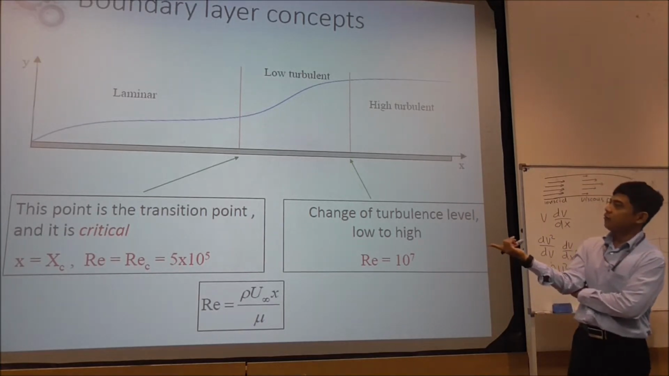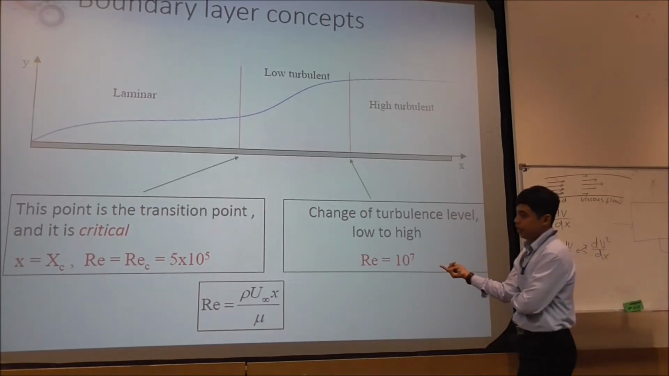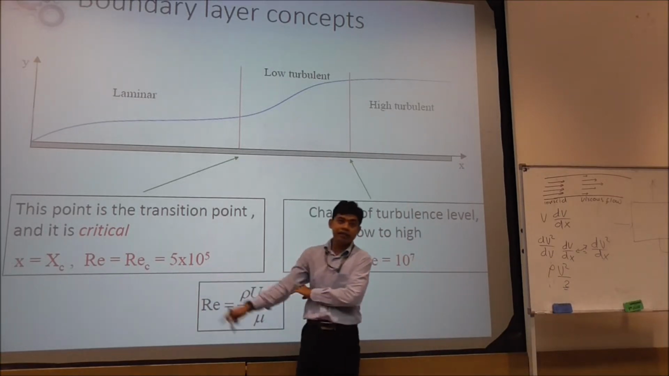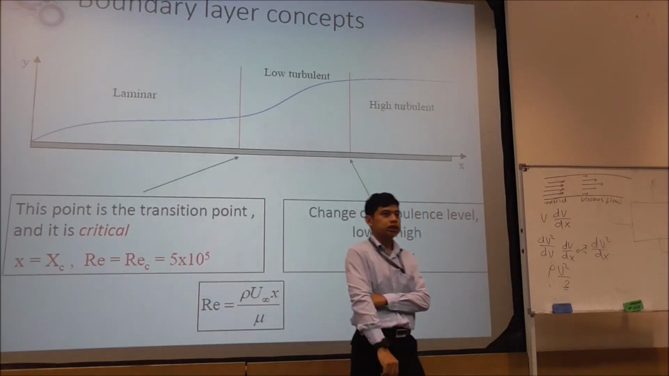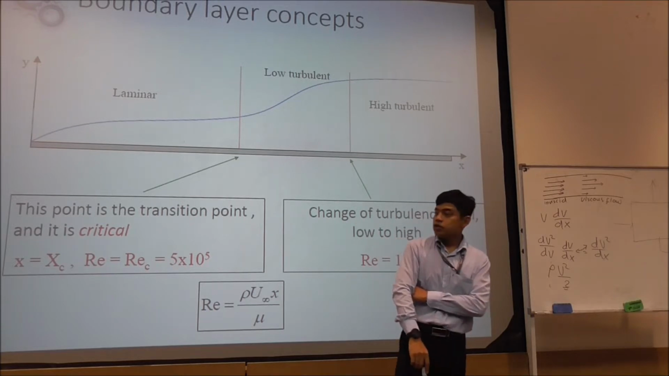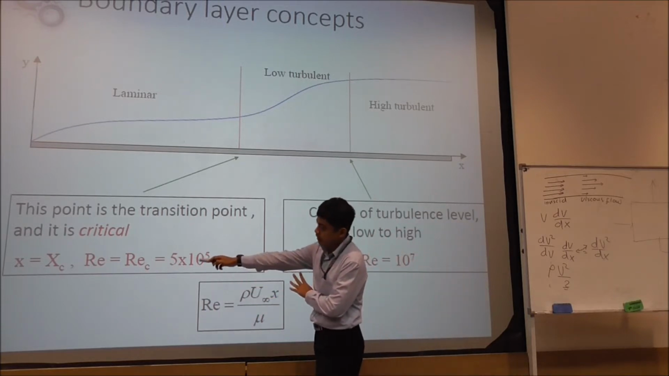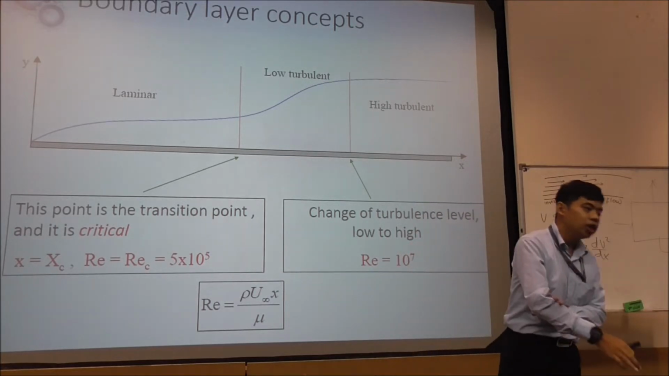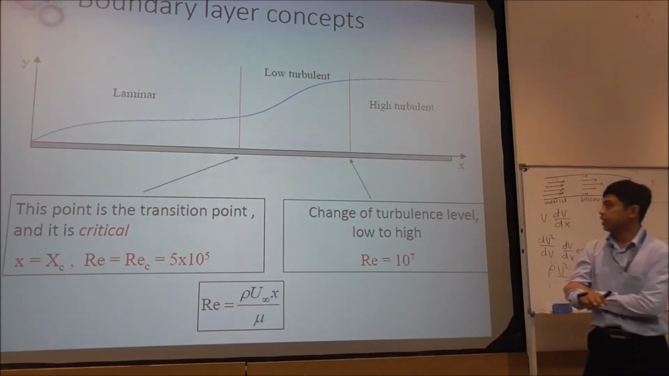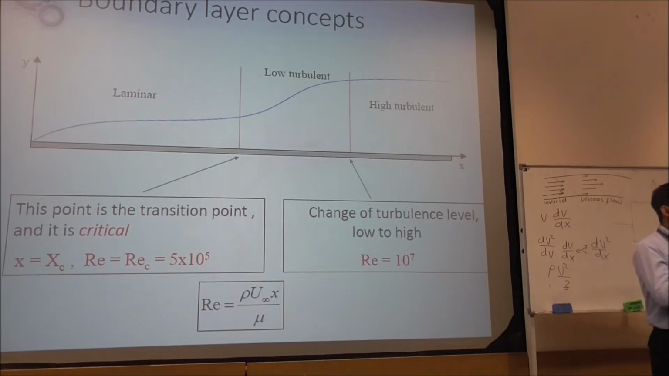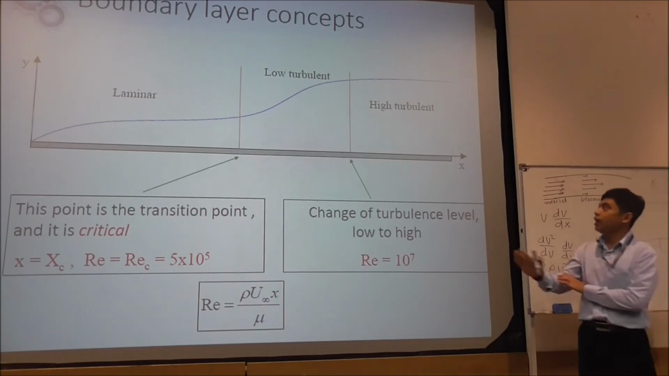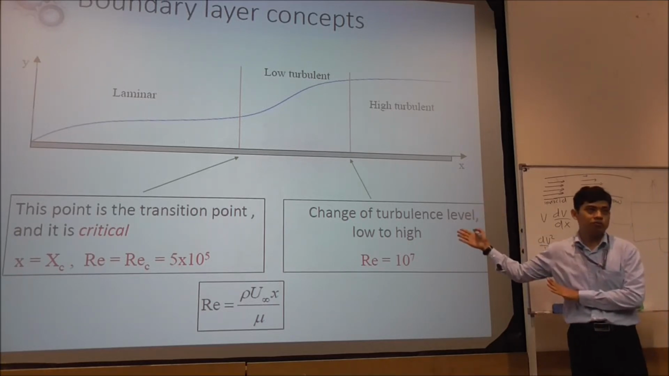For a flow over a flat plate, the critical point will occur at 500,000. You know the numbers. So if you have less than this, your boundary layer will be in the laminar region. When you have more than that, then it will be turbulence or transition. If you want to split the turbulence further, you will have low turbulence and high turbulence.